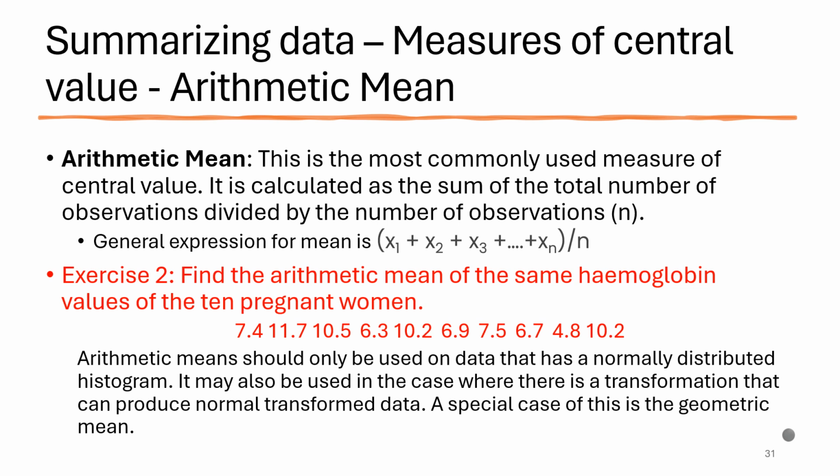Arithmetic mean should only be used on data that has a normally distributed histogram, right? It's advisable, really. I think "only" is a hard word. It's advisable to use it on that kind of data. It may also be used in the case where a transformation can produce normally distributed data. So maybe you log transform your data and it looks like a nice bell curve, then you can use arithmetic mean. But that's actually a special case, which is what we call a geometric mean.